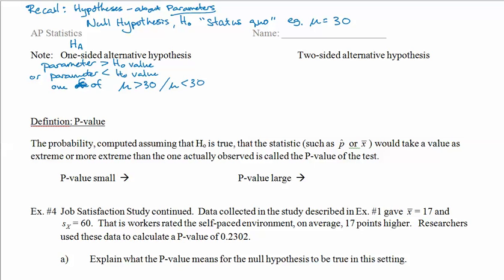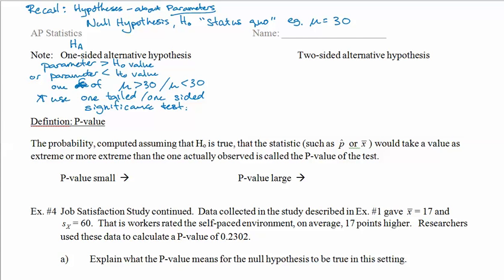If you have a one-sided alternative hypothesis, you will be using a one-tailed or one-sided significance test. In other words, you're only interested in the side of your sampling distribution that matches your one-sided alternative hypothesis.